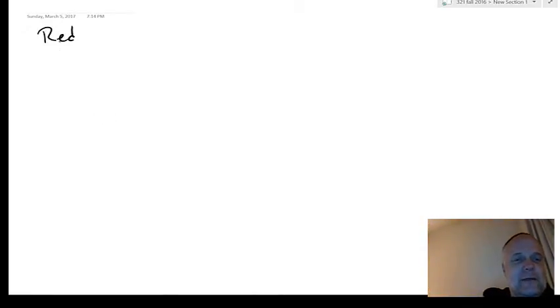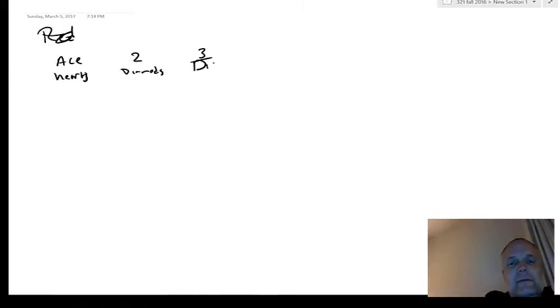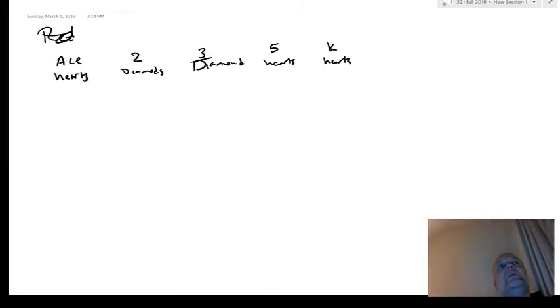Oh, it was a red heart. It was an ace of hearts, let's say. And then the next card that comes out is a 2 of diamonds. And then the next card that comes out is a 3 of diamonds. The next card that comes out is a 5 of hearts. And then a king of hearts. Okay. It's about this time where someone should say, wait just a cotton picking minute.